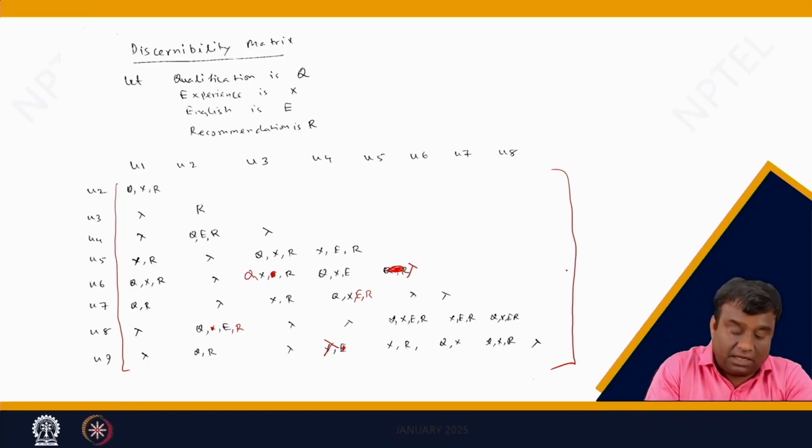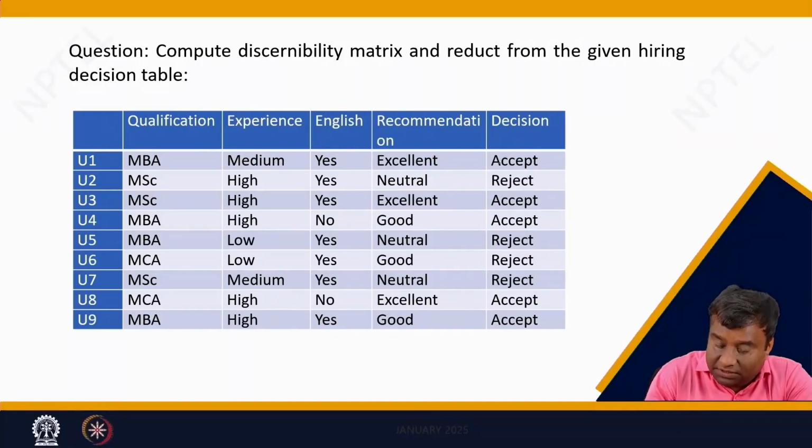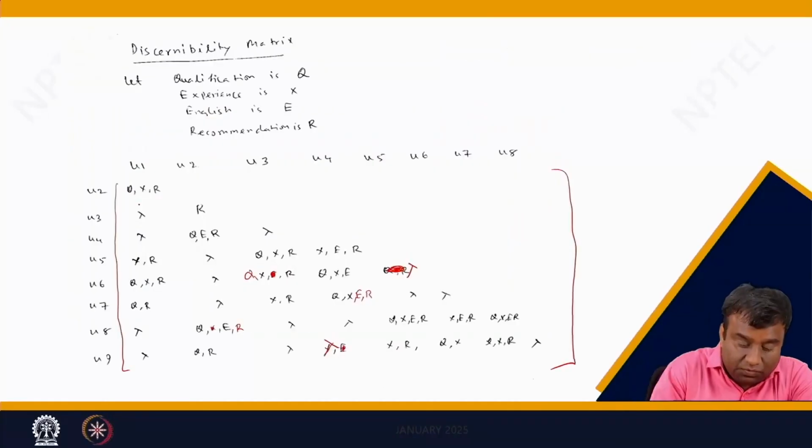Now we need to write the entries. For that we need to compare. So now compare U2 and U1. Here you see that qualification is different, experience is different, recommendation is different. First of all check the decision, so this is different. So now compare it. So Q, E and R. Here you will get Q for experience, so experience is X, so QXR.